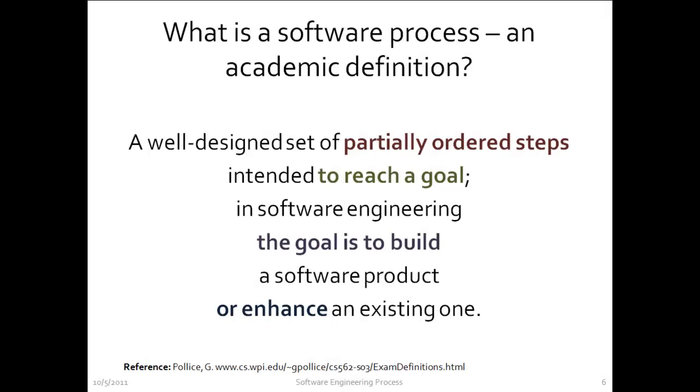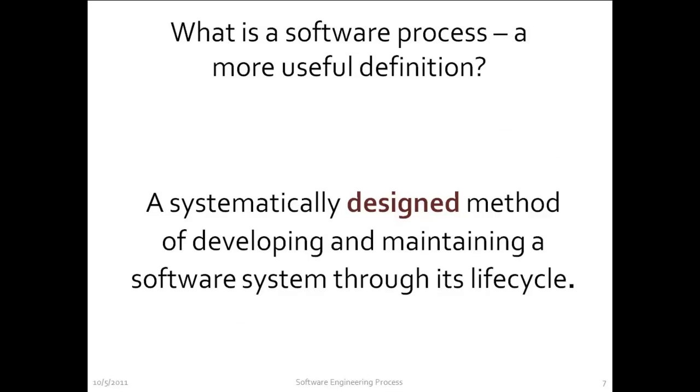The textbook definition of a software engineering process is a well-designed set of partially ordered steps intended to reach a goal. In software engineering, the goal is to build a software product or enhance an existing one. In my opinion, this is a mostly useless definition. It kind of reminds me of the story in which an explorer lost in the Arctic asked an Eskimo, "Where am I?" And the Eskimo answered, "You are on a sled." However, it does serve to point out that a process has steps that are concurrent, and that a process has a goal, which in software engineering is either to build a new software system or enhance an existing one.